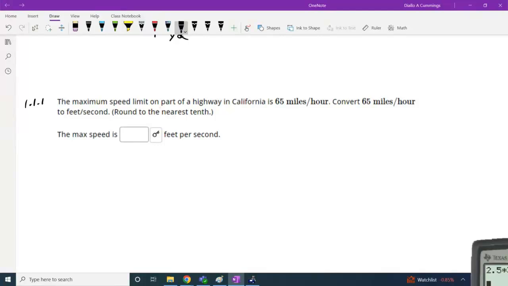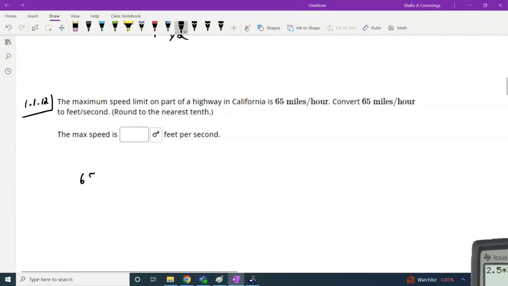From 1.1, number 12. So this says the maximum speed limit on a highway in California is 65 miles per hour. We're asked to convert 65 miles per hour to feet per second. All right, so I'm going to write out 65 miles per hour.